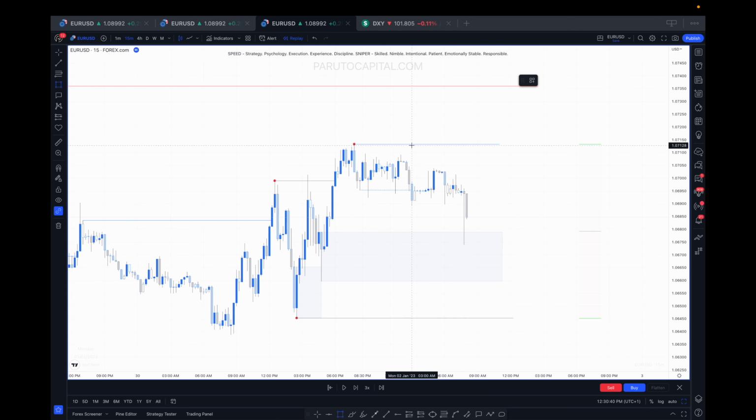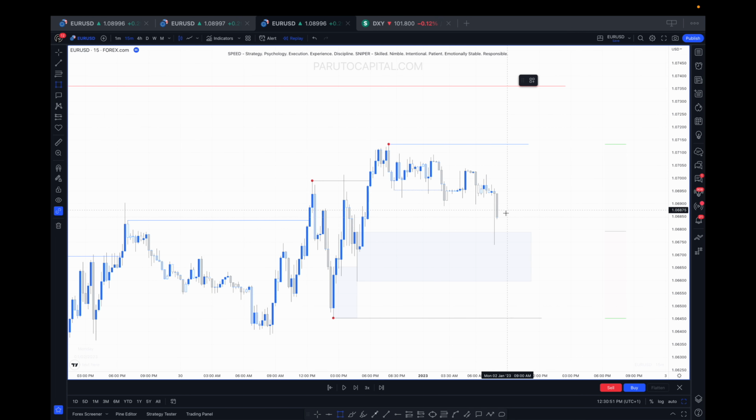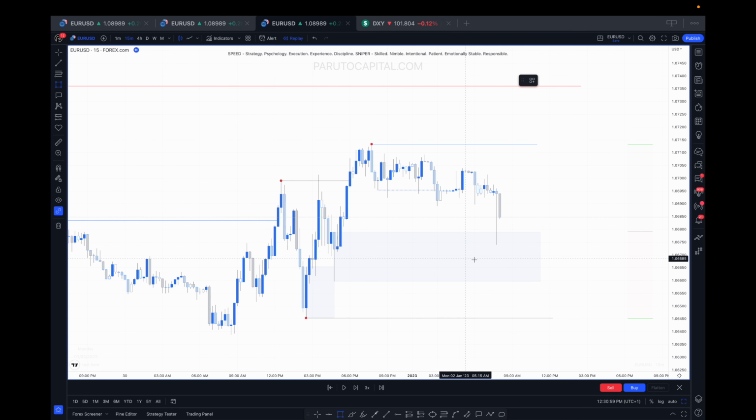So with that change of character now, we know that probably price is now ready to tap into the demand zone and hopefully continue the bullish trend. But that might happen, that may not happen. So let's see what happens, right? So we go to the 15 minutes. Now the expectation is, since price has mitigated this POI, this 15-minute zone, I'm expecting that price is going to now return to take out this high.